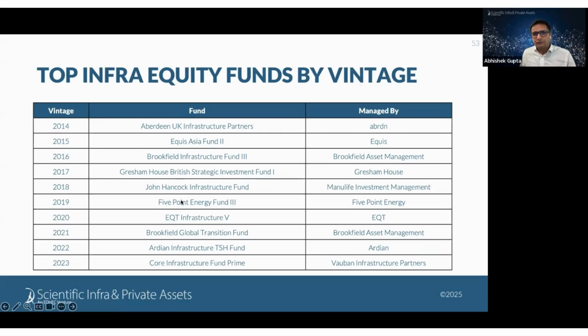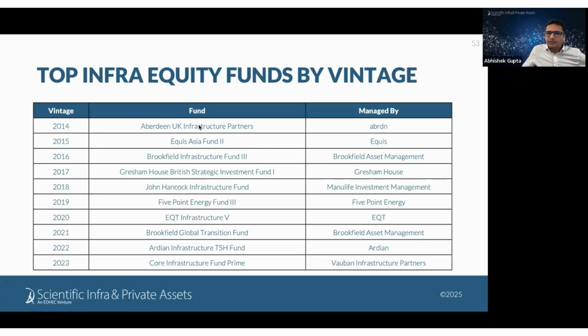And these are the funds which rank the highest by alpha in each vintage year. And who are the managers who manage these funds? The important thing is that while you could have the same manager like Brookfield Asset Management here, their Brookfield Infrastructure Fund 3 was the highest alpha in 2016 and also in 2021, Brookfield Global Transition Fund. But that doesn't mean that the same manager comes up repeatedly in this exercise. So that's one interesting observation I had, that there are different manager funds that come up as the largest alpha.